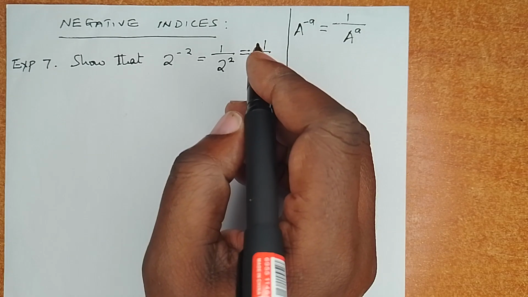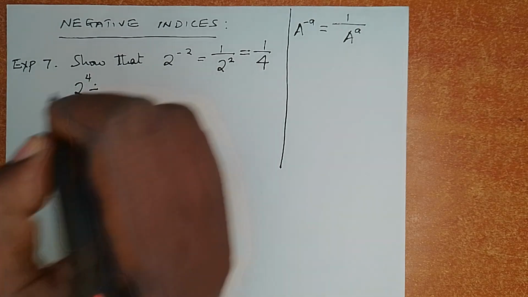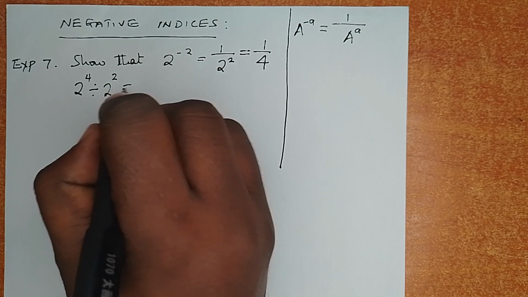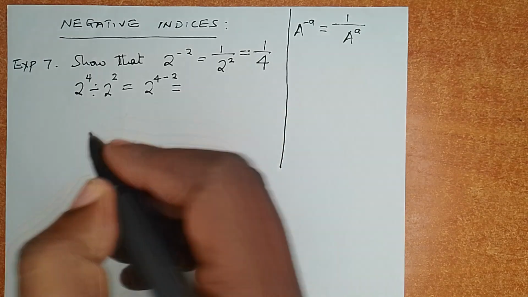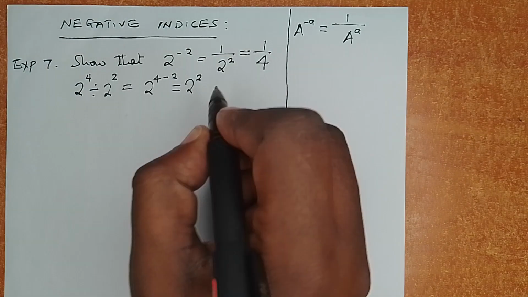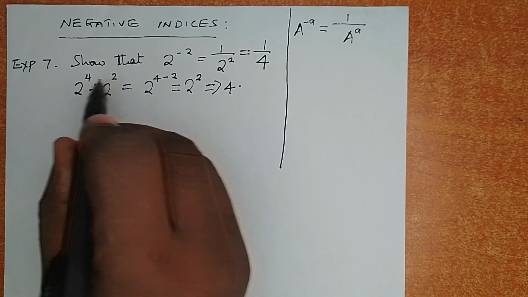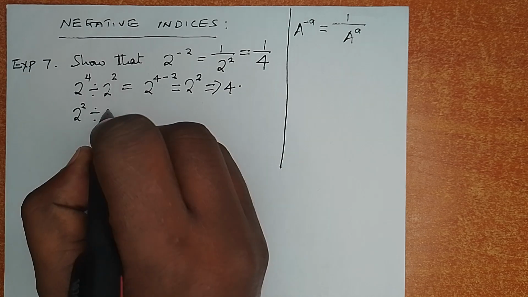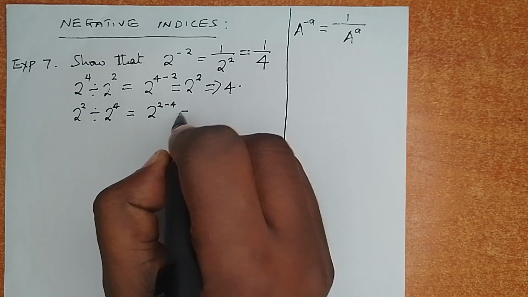But how do we show this? For example, we could be having 2 raised to power 4 divided by, using law 2, 2 raised to power 2. And as we know it, this is 2 raised to power 4 minus 2, which is 2 raised to power 2. But if we go reverse, this is just 4. If we start now with power 2 instead of power 4, we could be having 2 raised to power 2 divided by 2 raised to power 4, which is 2 raised to power 2 minus 4, which is 2 raised to power minus 2.